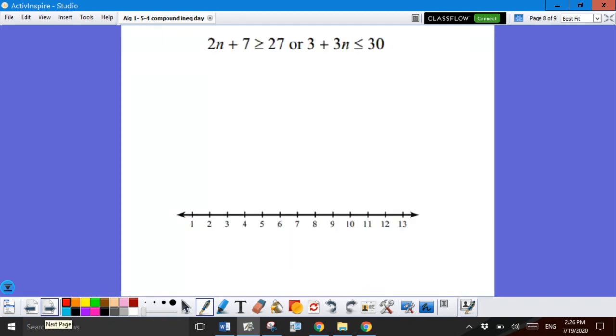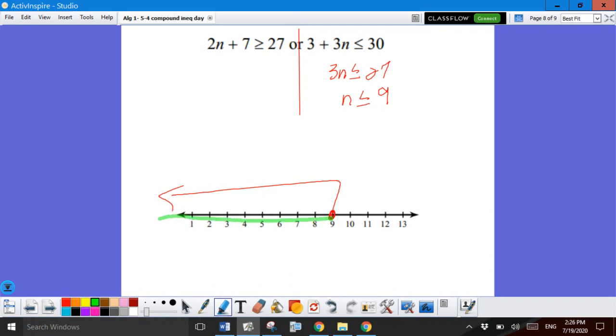All right, so let's take a look at an or inequality. So notice how this one actually says or, okay? Sometimes you'll see an and inequality with the word and in the middle, but usually it's put together like what we looked at. But an or is never put together, okay? An or is never put together. So we actually are given two equations. So 3n is going to be less than 27, n is going to be less than or equal to 9. So here's 9, closed circle to the left. So that solution set is here.